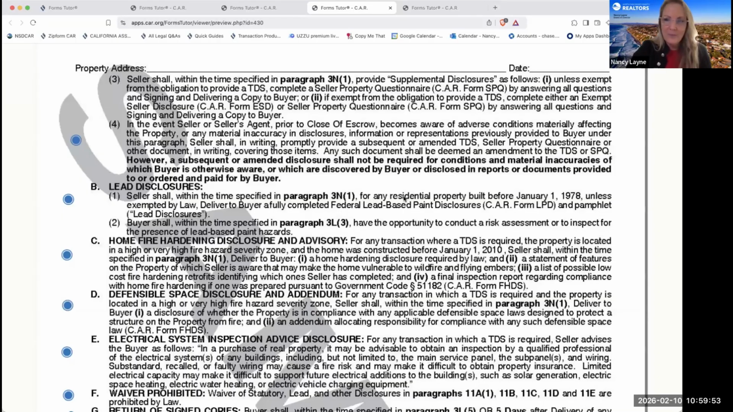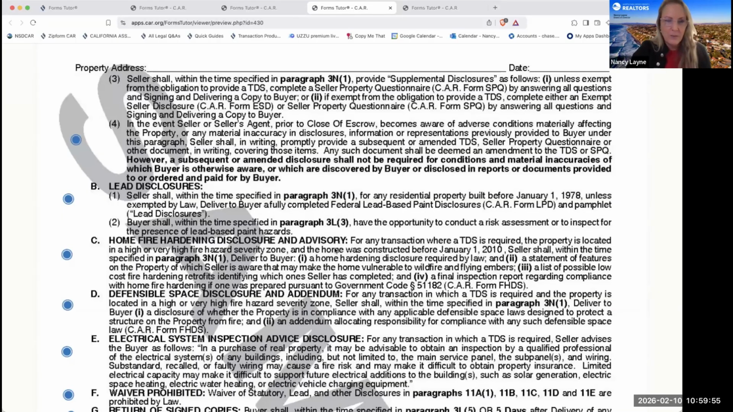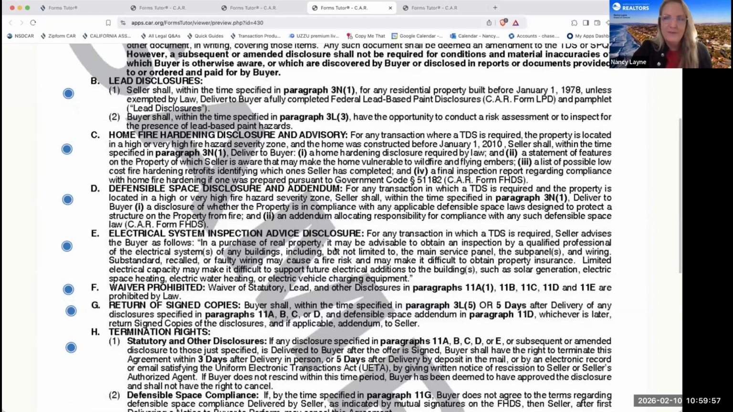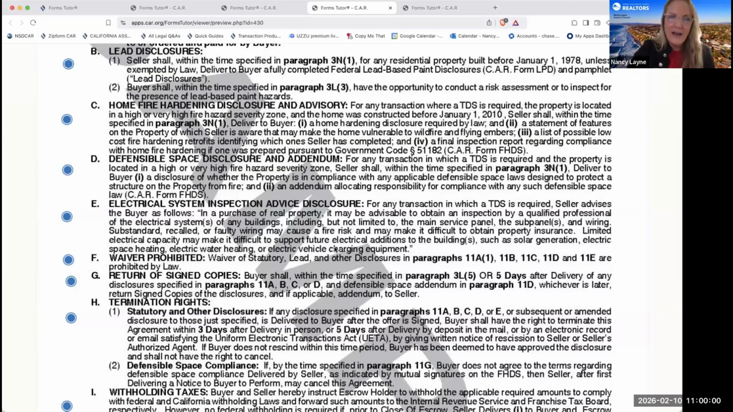Lead disclosures, not a big problem in California. Home hardening, fire hardening is a big problem. We've had a lot of questions, by the way, about that zero zone. Zero zone is discussed. It's been confused with the fire hardening defensible space. It does not yet exist. It hasn't even been written yet. It's one of the things that is very much misunderstood.